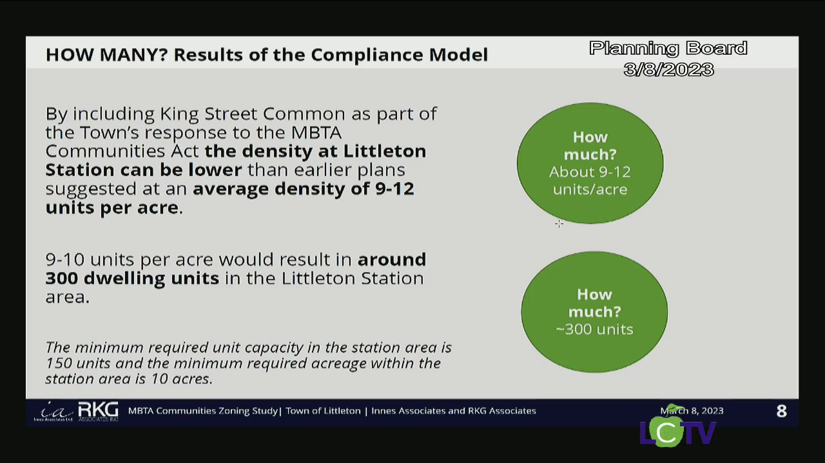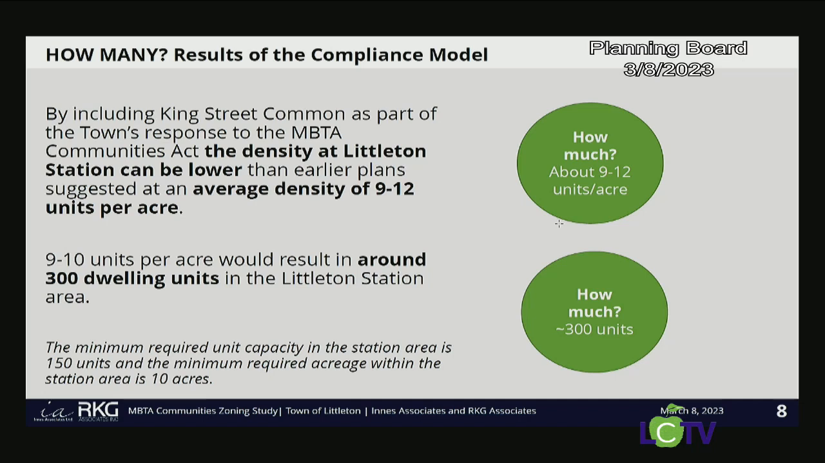So the results of the compliance model said basically if you include the King Street Common as part of your MBTA district, which would make a lot of sense, it's a little bit higher density, then you can actually reduce the density. And by density, what we mean is the total number of dwelling units per acre. Around Littleton Station, you can reduce that density. So the MBTA Communities Act requires that you have an average density of 15 units per acre. So if it's higher than that at King Street, which it is, it can be lower than that at Littleton Station. And so it looks like about an average density of 9 to 12 dwelling units per acre would make sense. So when you think about that, what that means is about 300 dwelling units at Littleton Station. So that's the how much, how many part of the equation.